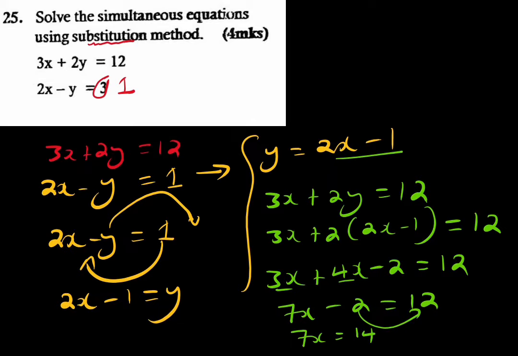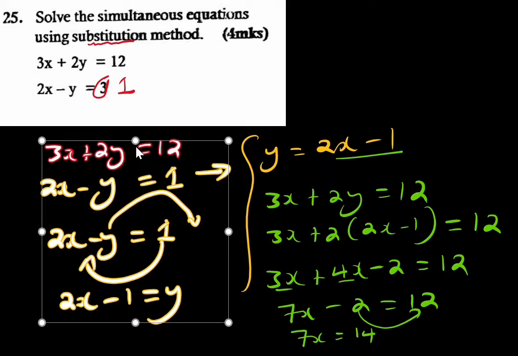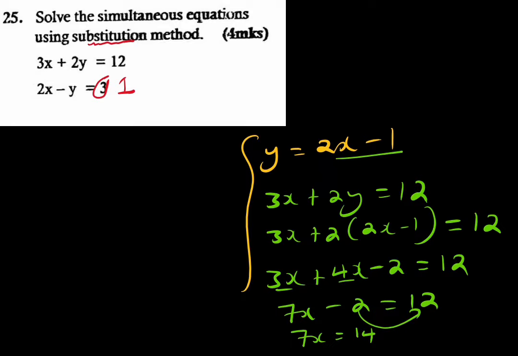Then I can divide. Allow me to clean this area. So let us continue on this other side. So 7x is equals to 14, and therefore divide by 7, divide by 7, you can see x is equals to 2. So the value of x is equals to 2.